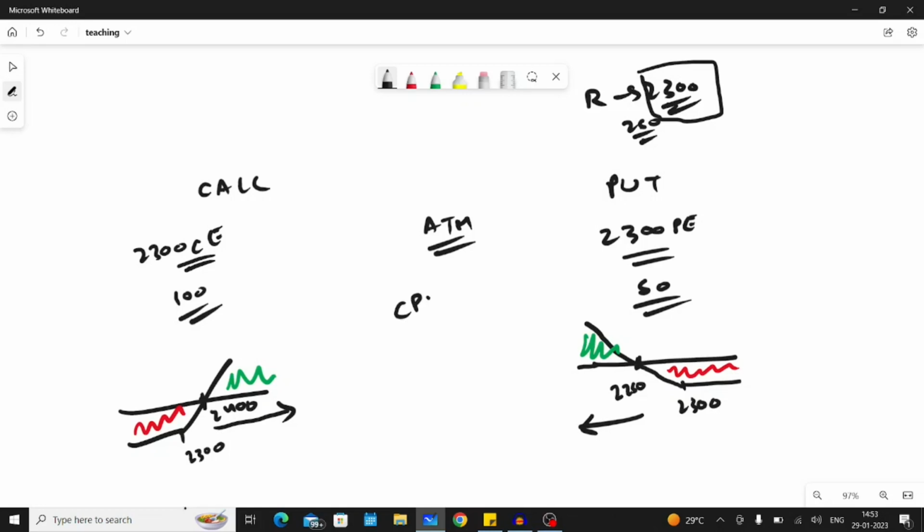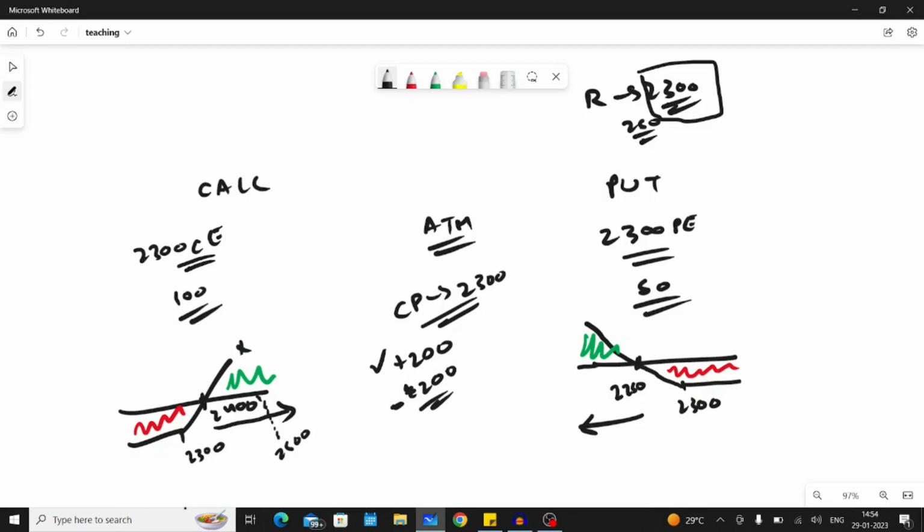So the current price is 2300, right? Let's see what will happen if the price moves up by 200 rupees and comes down by 200 rupees. So let's see this situation first. If the price has moved up by 200 rupees, in that situation, the price has moved from 2300 to 2500, right?